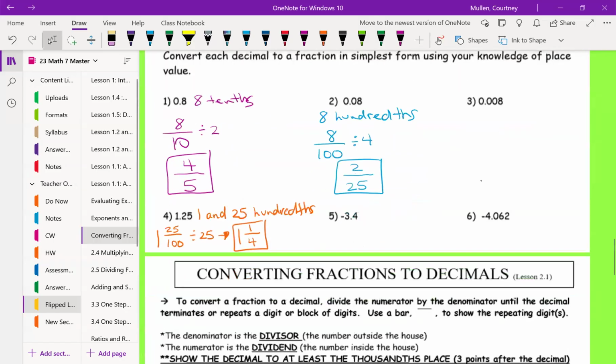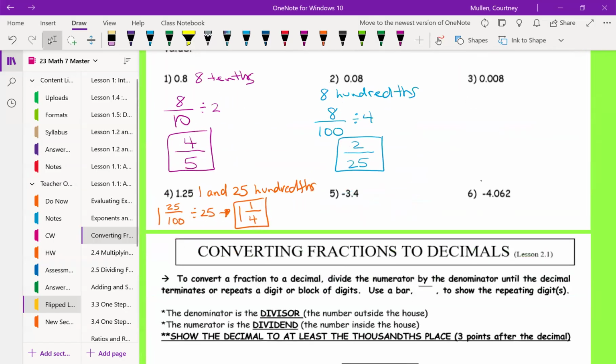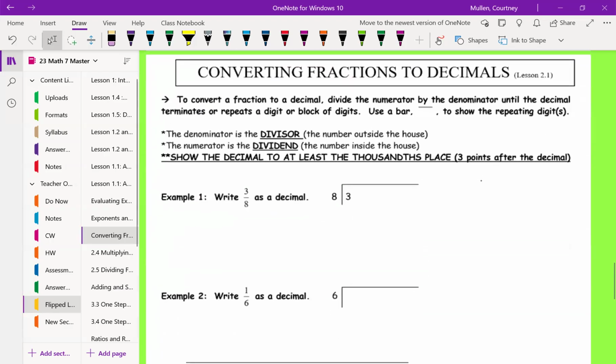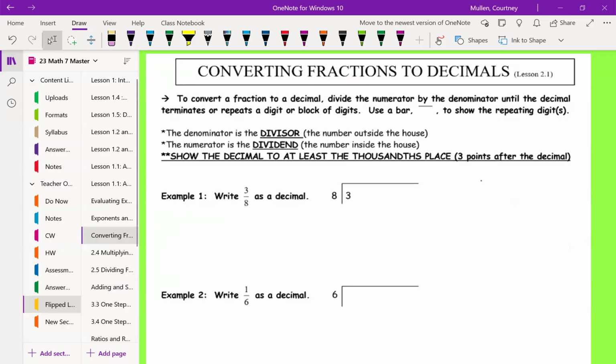All right, so now we've converted decimals to fractions, let's go the other way and convert fractions to decimals. So let's read a little bit. To convert a fraction to a decimal, divide the numerator by the denominator until the decimal terminates or repeats a digit or block of digits. Use a bar to show the repeating digits. The denominator is the divisor, the numerator is the dividend. Now, these specific instructions say show the decimal to at least the thousandths place. So we want to make sure we're always following directions.